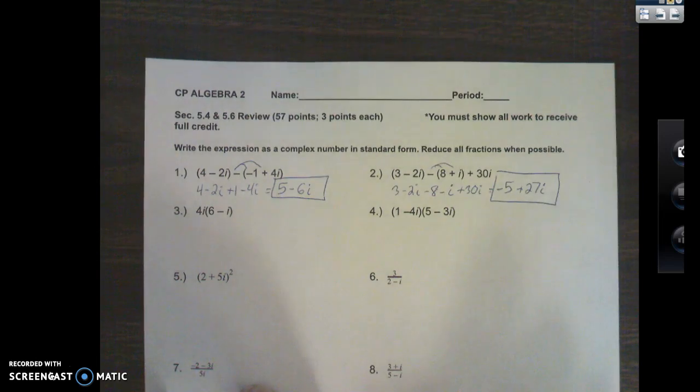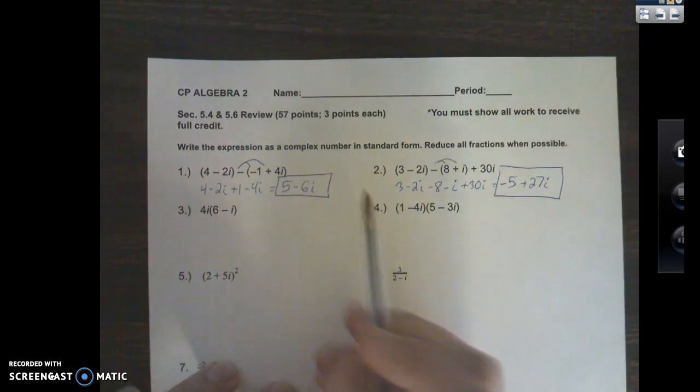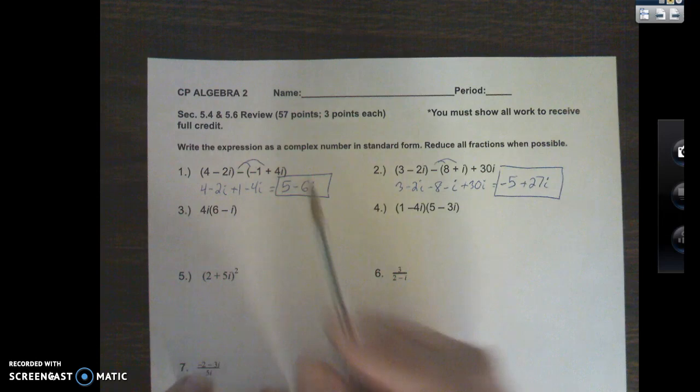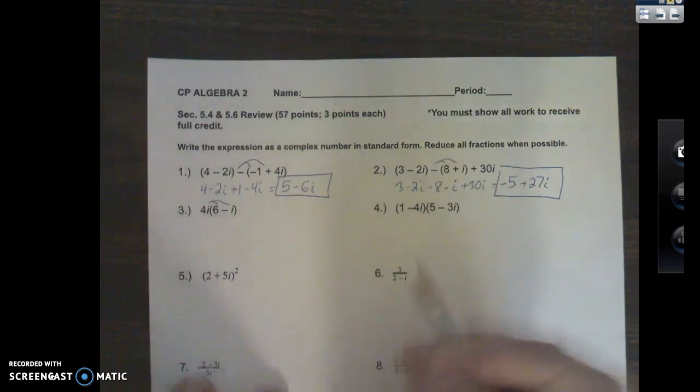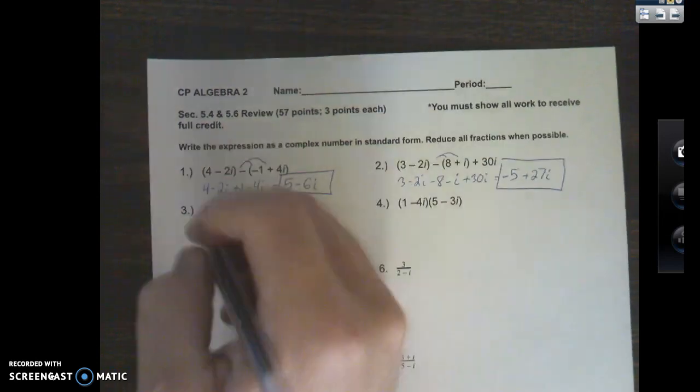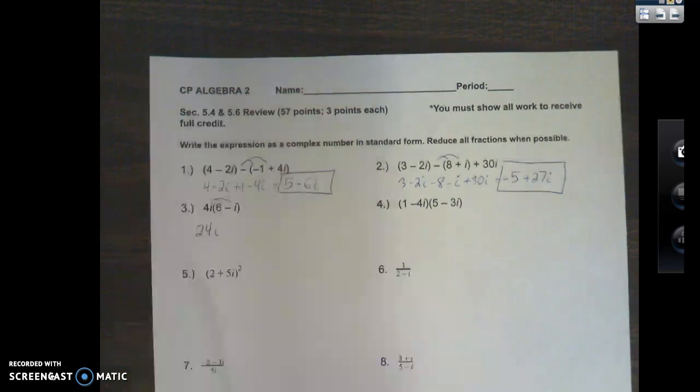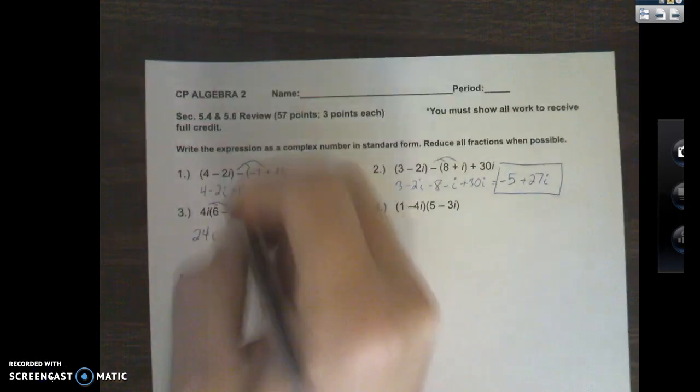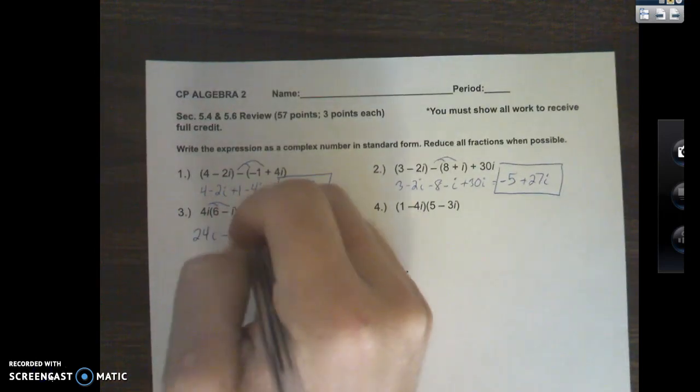Wonderful. We're changing it up here, plus and minus signs. Here we are distributing, so this 4i gets multiplied into both things. 4i times 6 gives me 24i. If I do 4i times negative i, I get minus 4i squared.